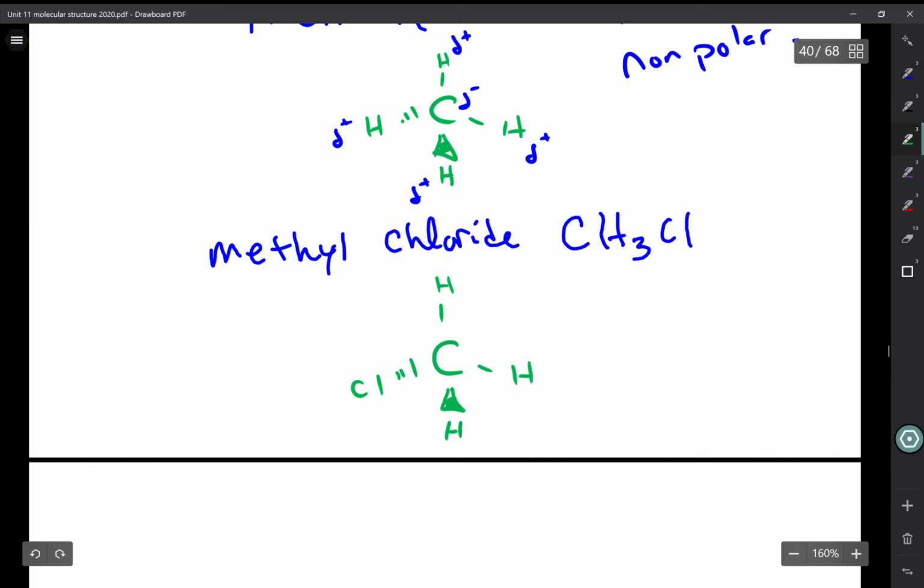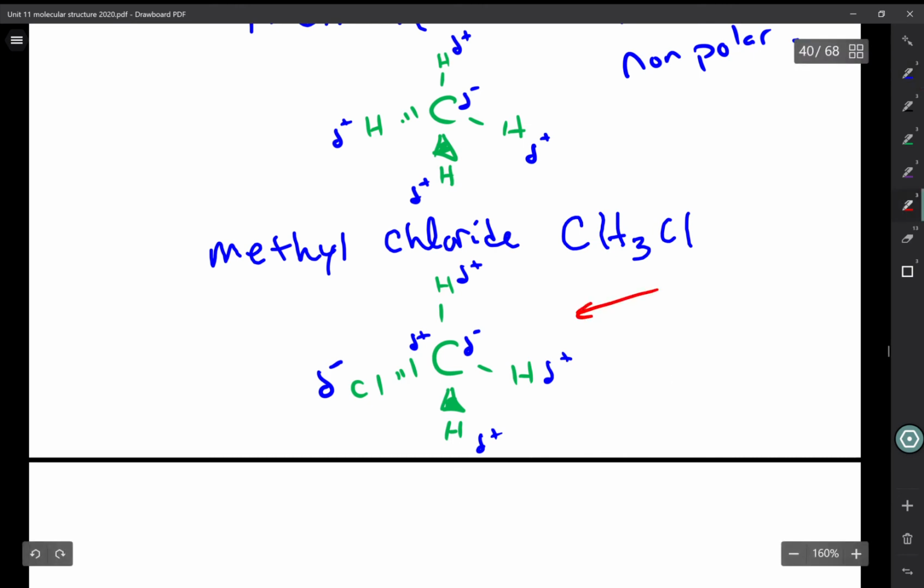All right, so between carbon and hydrogen, we did this before. Carbon and hydrogen, carbon's the more electronegative. So you got these going on here. Okay. But now let's look between carbon and chlorine. Chlorine's more electronegative. So that's going to pull the electrons away from carbon. So that's going to be a partial negative. Now that's a positive there.